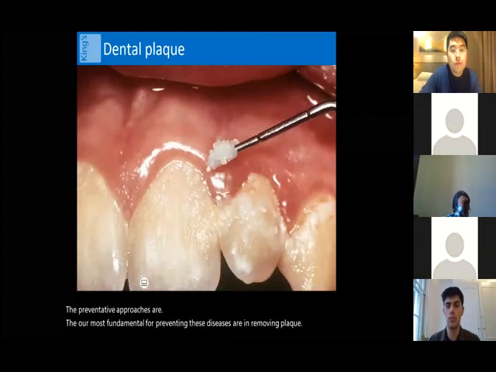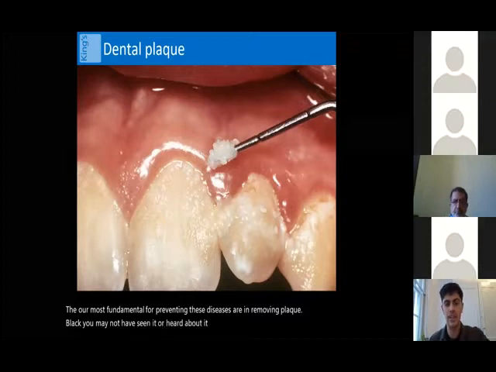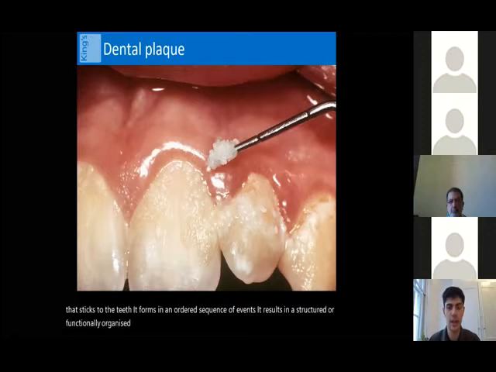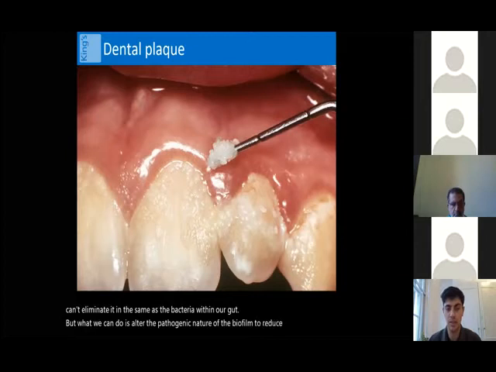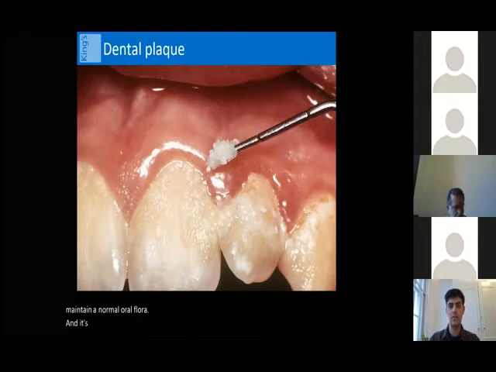So plaque, you may not have seen it or heard about it before, but essentially it's a biofilm. It's a biofilm that sticks to the teeth. It forms in an ordered sequence of events, and it results in a structured, functionally organized community of bacteria. And we all have one. We're born with one, and we can't eliminate it in the same way as the bacteria within our gut. But what we can do is alter the pathogenic nature of the biofilm to reduce the bioburden and maintain a normal oral flora.